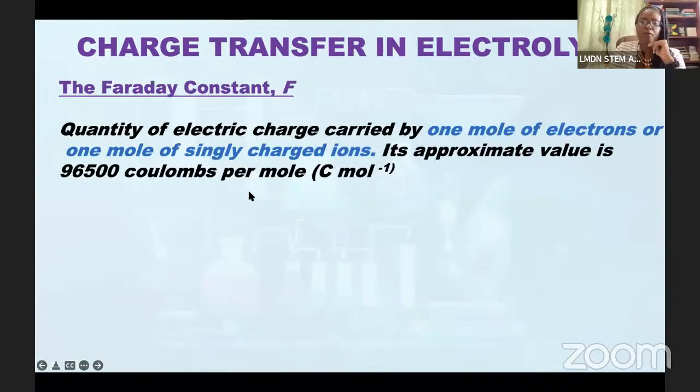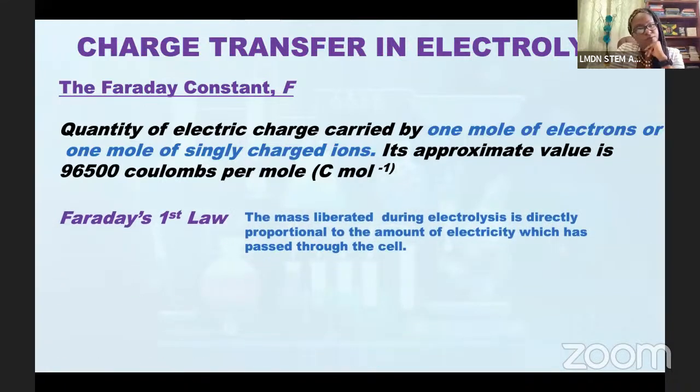Okay, so we just established this Faraday constant. It's the quantity of electric charge that's carried by 1 mole of electrons or 1 mole of singly charged ions, right? Its approximate value is 96,500 coulombs per mole. So it's the amount of charge carried per mole. This is a very important number for you to commit to memory so you can easily remember it. That's Faraday's constant.